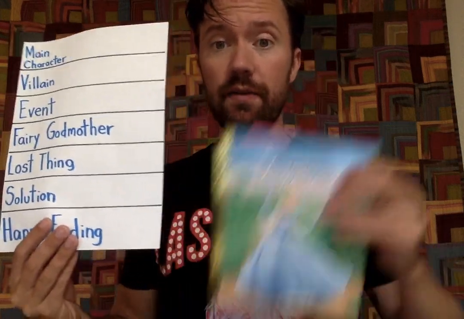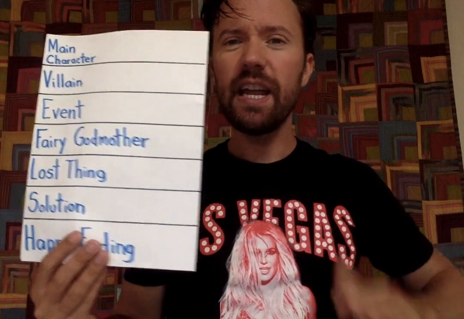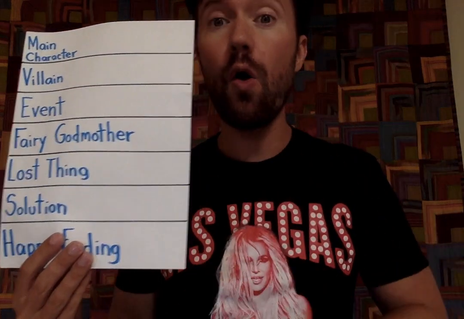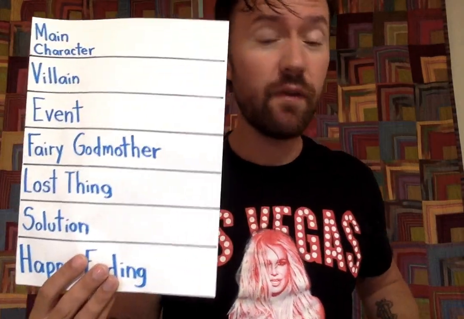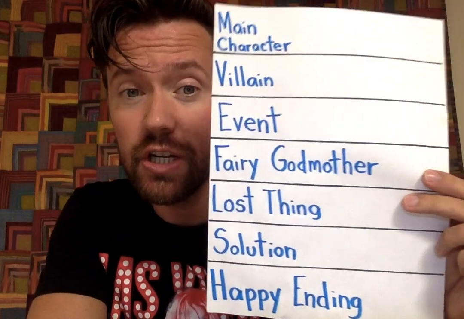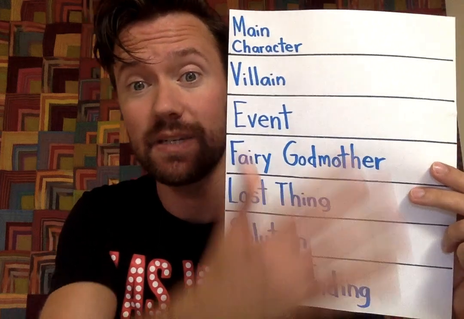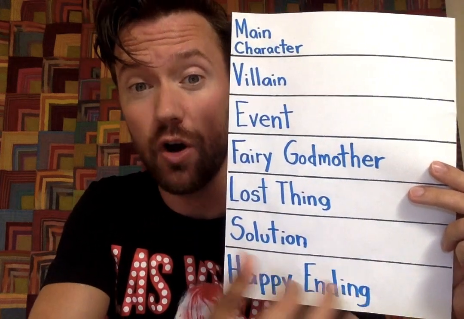In Cinderella, the event is a ball. In Sumorella, it's a sumo wrestling match. So each of those stories has their own version of these 7 parts or 7 components on your pre-write. So you're going to use this pre-write to plan your own Cinderella story. So you might spend some time today making your own pre-write.